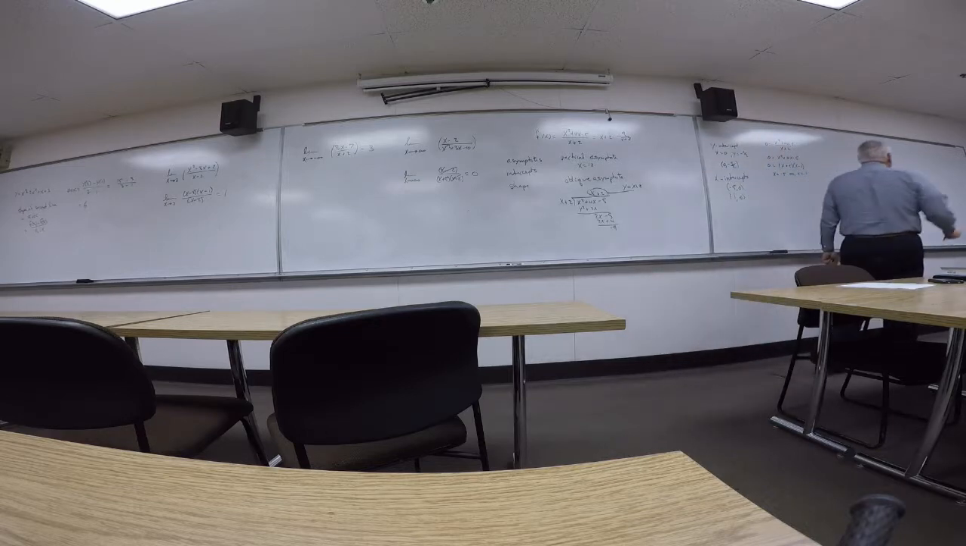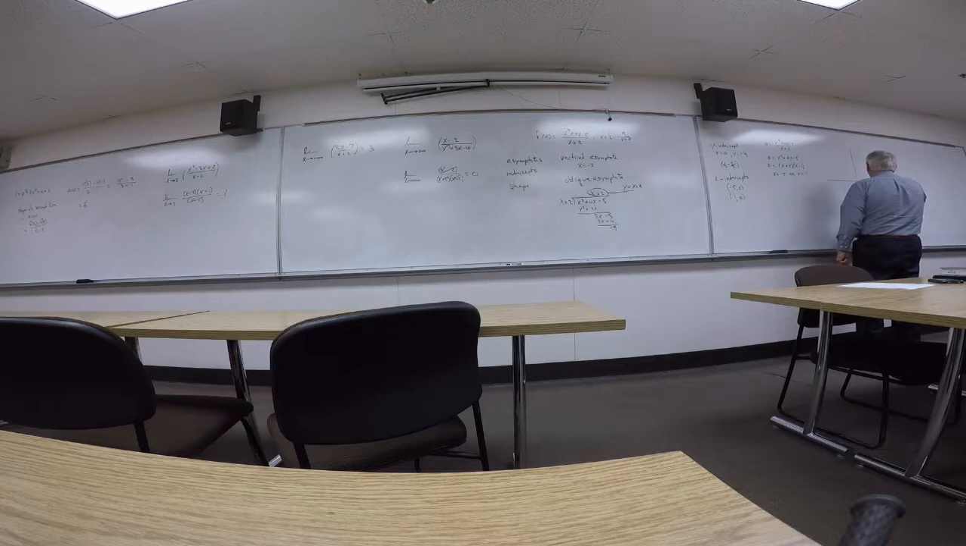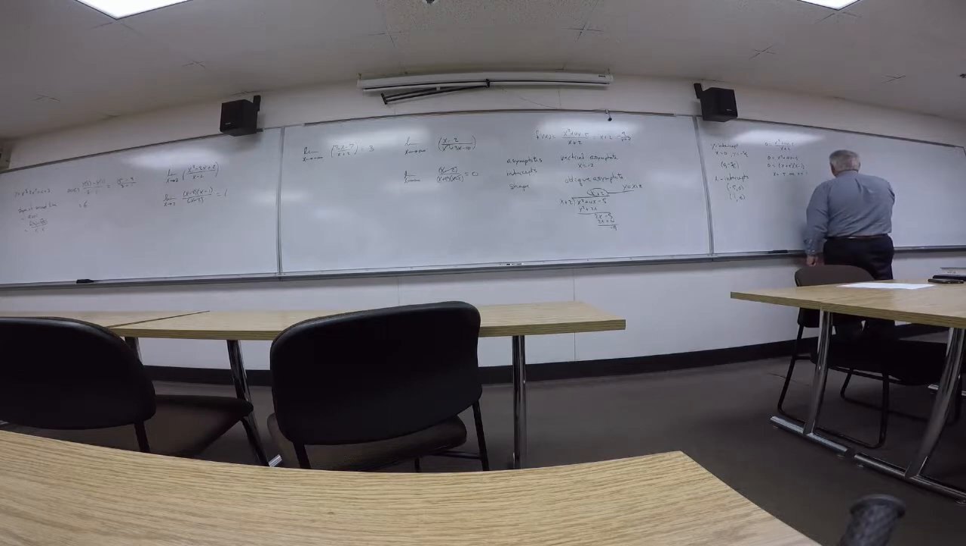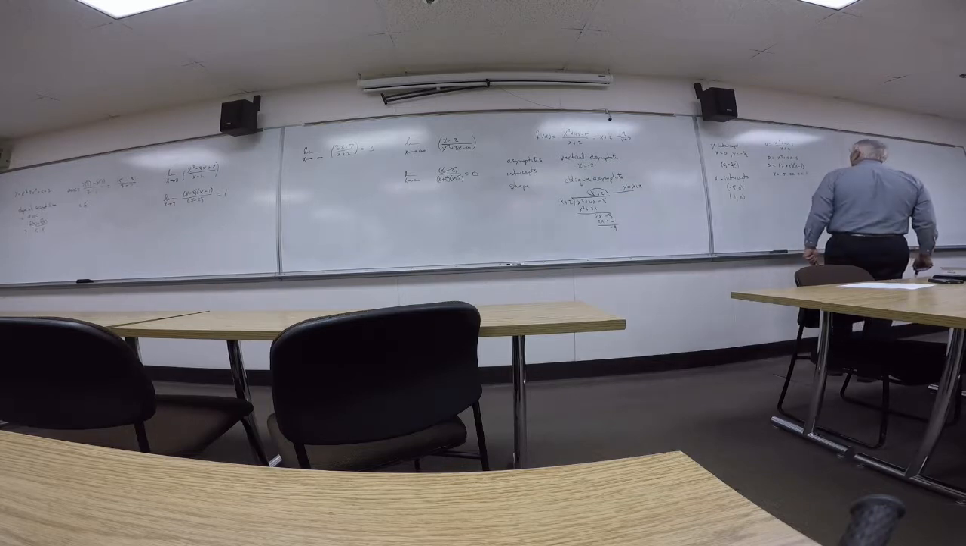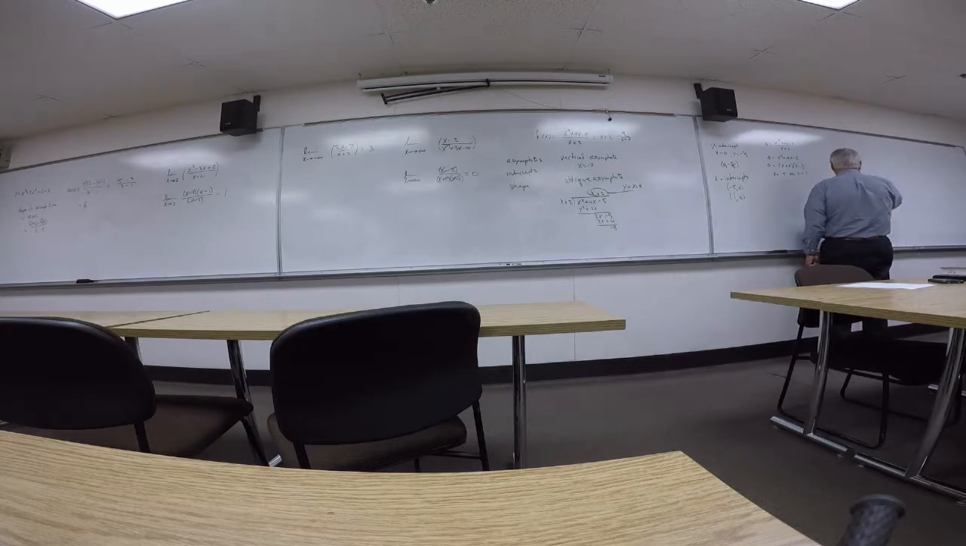So let's put a graph over here. 1, 2, 3, 4, 5, 6. 1, 2. Okay. We have a vertical asymptote at x equals -2. We have an oblique asymptote at y equals x plus 2. We have a y-intercept of -5/2. We have x-intercepts of -5 and +1.